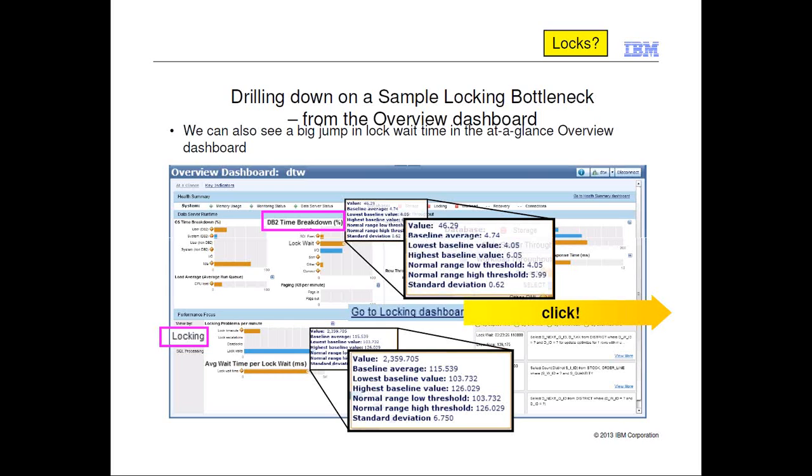So on the bottom section of the overview dashboard, we go to the locking dashboard, wherein we try to find out more details on what exactly is happening, and then we find that the average wait time per lock has also increased from 115 milliseconds. It has now gone up to 2,359 milliseconds. And then we go ahead and try to identify what exactly has caused this particular lock wait time to increase so much.